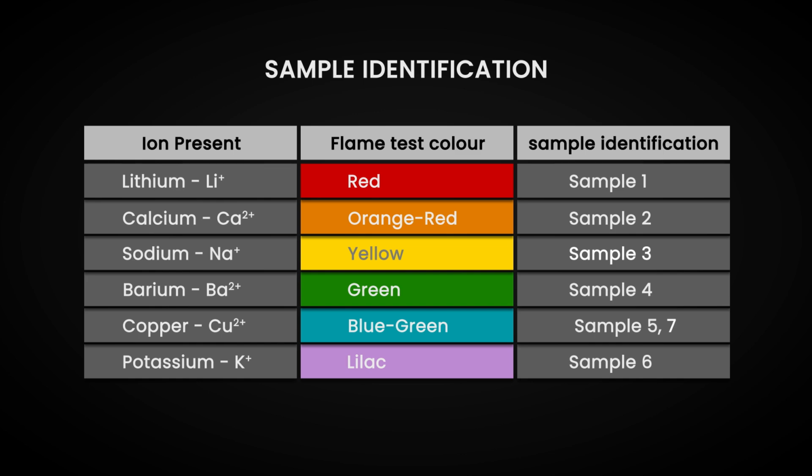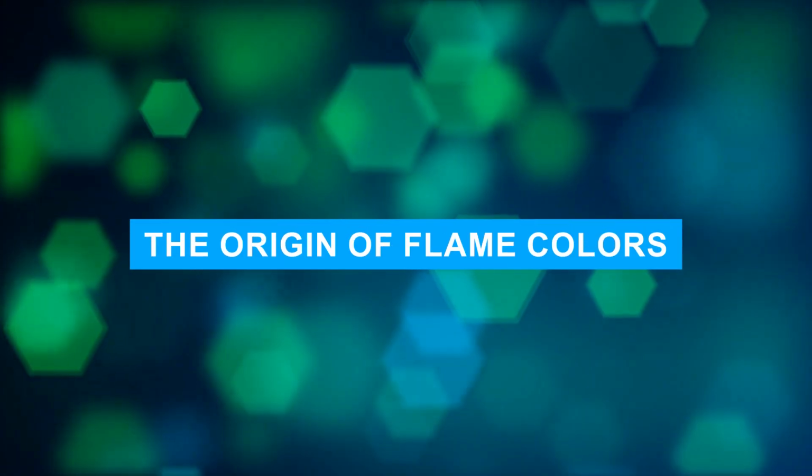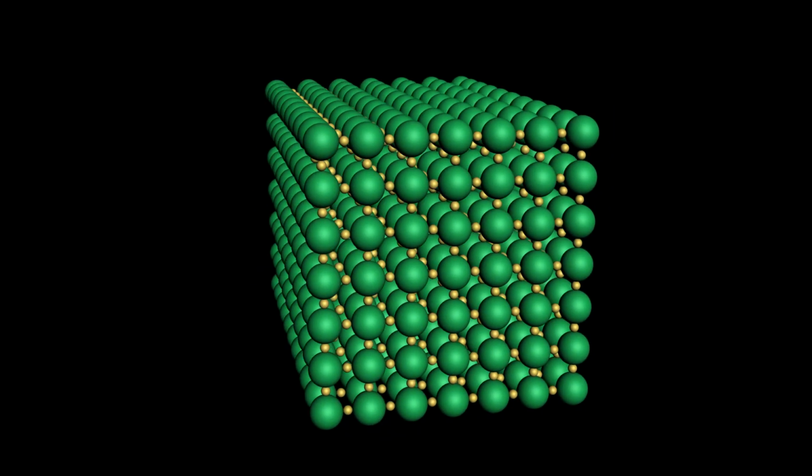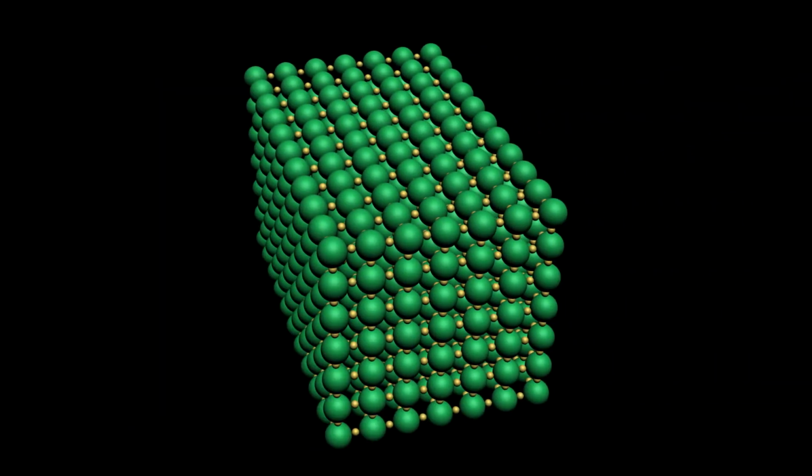Why do we see different colors with different metal cations in the flame test? First, by mixing with concentrated hydrochloric acid, the metal cation is converted to its chloride form.